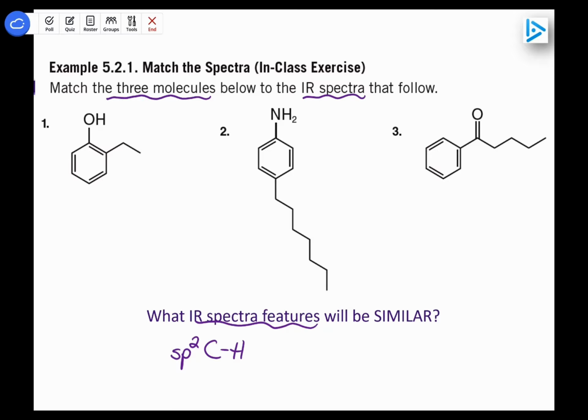Yes. An sp3 carbon-hydrogen stretch. Indeed, they all have that. What else? Yes. An aromatic carbon-carbon. That's right. We're going to expect that.